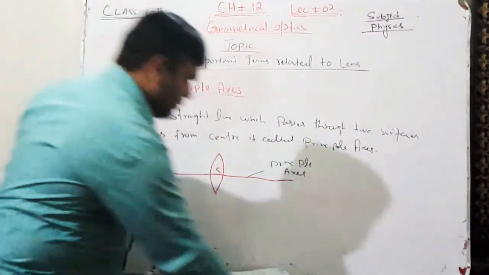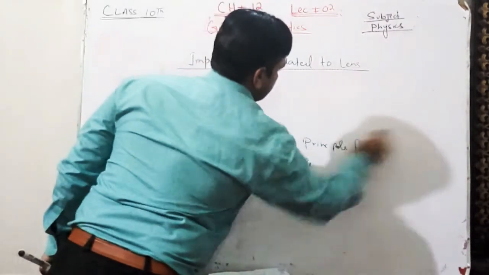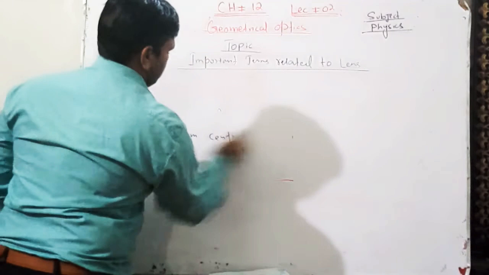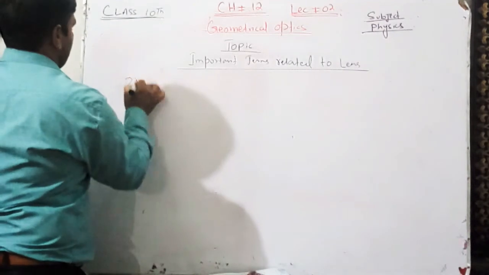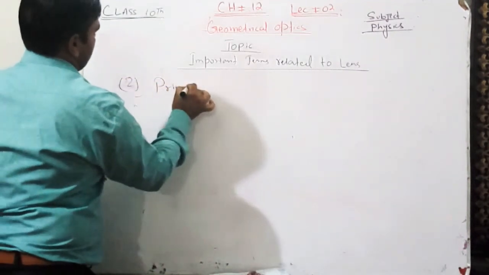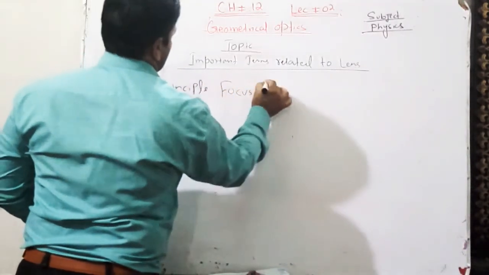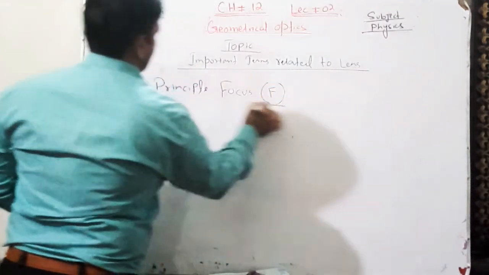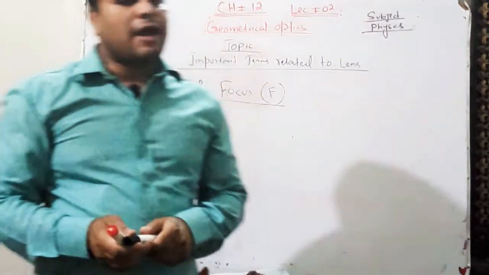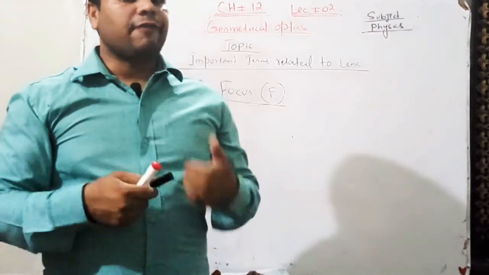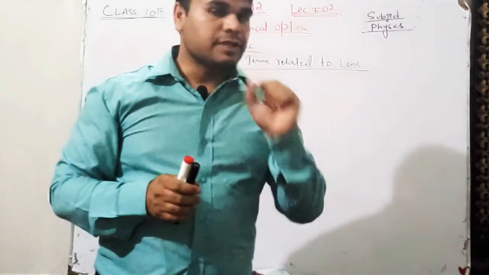Second one is principal focus. Principal focus is also denoted by capital F. When rays of light fall on a convex lens, then they refract. After refraction, they meet on a single point. That single point is called principal focus.